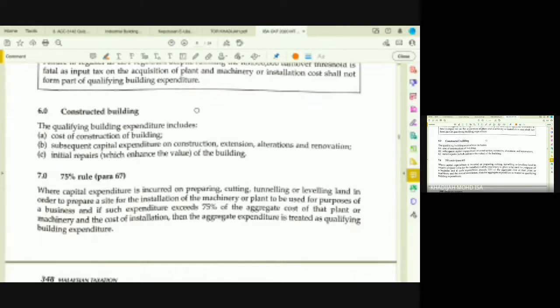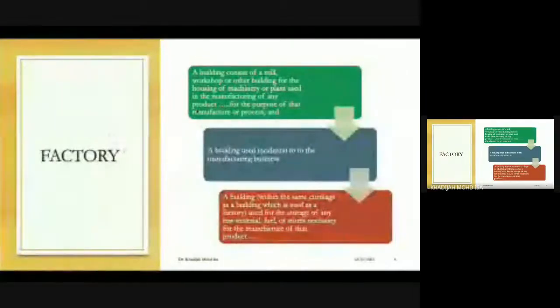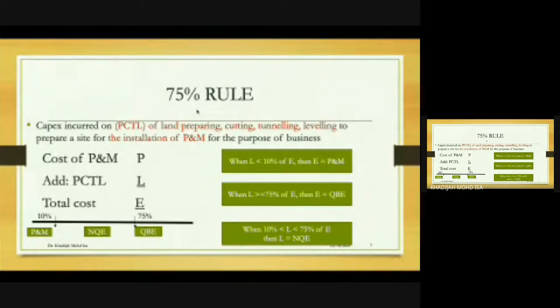And then we also have the 75% rule under industrial building. So let's see, the 75% rule here. I make a summary here. It says that capex incurred on PCTL, what is PCTL? The preparing, cutting, tunneling, and leveling. We have come across this when we did our plant and machinery. But the rule on plant and machinery is that PCTL must be less than 10% for it to be a qualifying plant and machinery, qualifying plant expenditure, QPE.